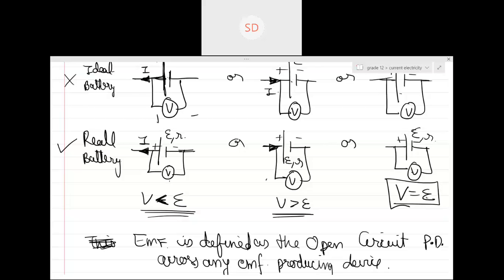Done? EMF done? Everyone clear about EMF? Can you see in both cases, V was equal to E when no current was flowing through the battery. Even if the battery is real or ideal, it doesn't matter. If no current is there, then the potential difference across its ends will be termed as what? The EMF. Is this clear?